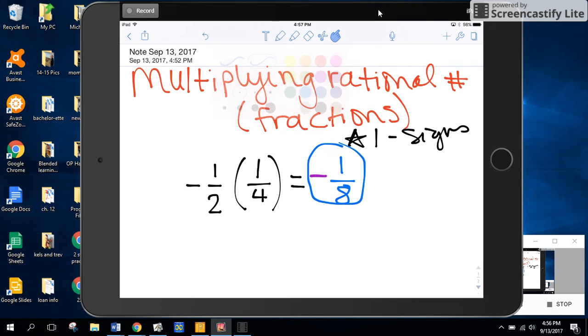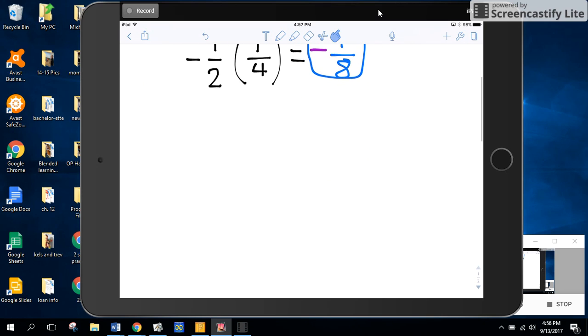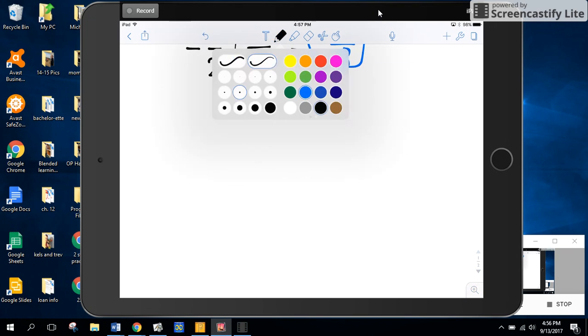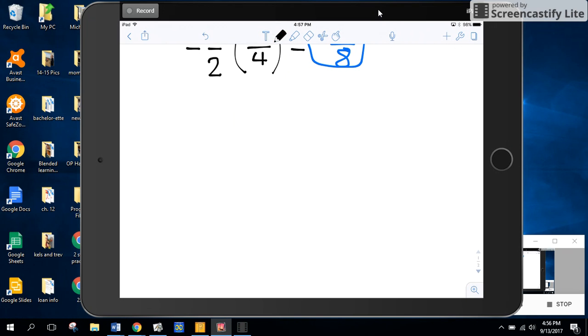Okay, so now let's look at a more challenging problem of what if I had a mixed number along with these problems. So I know that many of you guys are keeping the mixed numbers when you're doing adding and subtracting or multiplying. You guys absolutely 100% have to change it to an improper fraction. So let's say we've got 2/5 times negative 1 and 2/3.